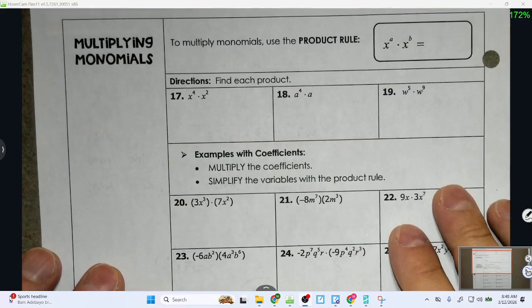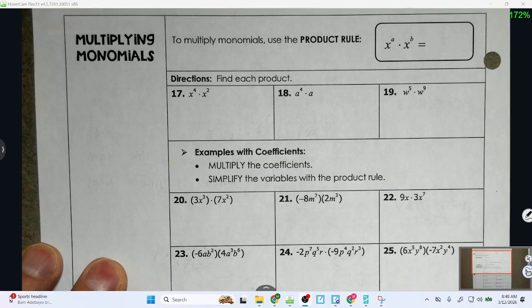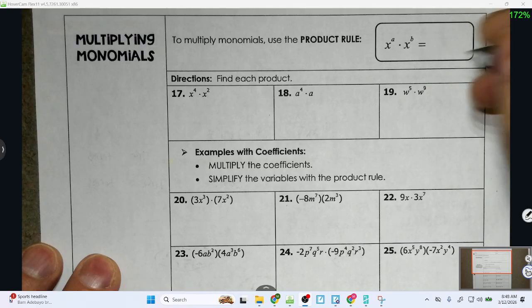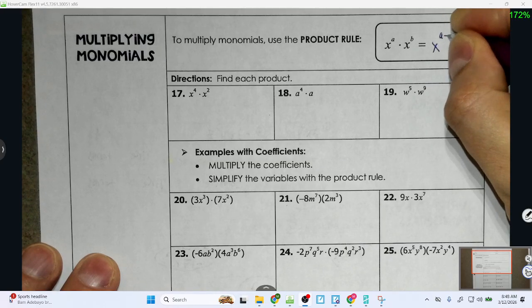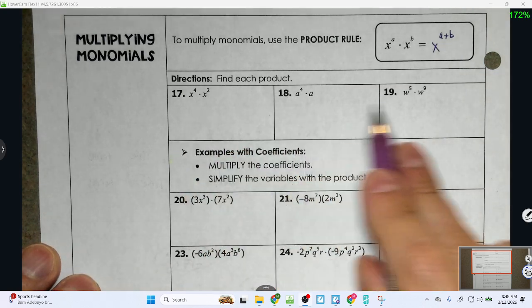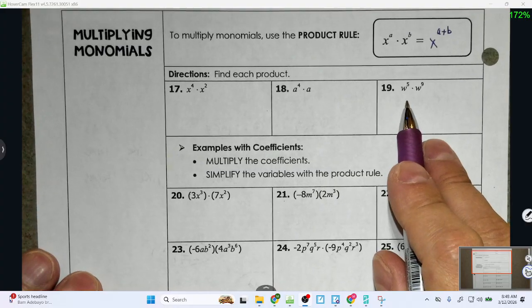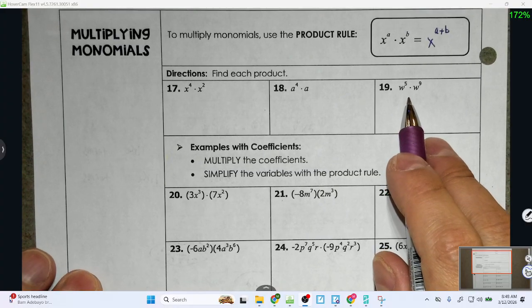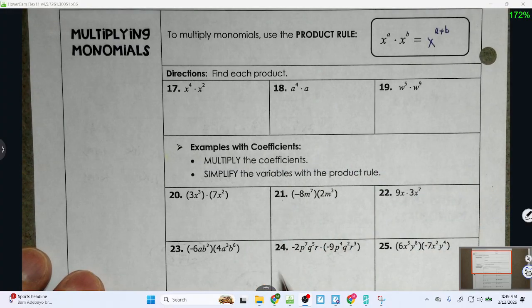Remember, we kind of came up with this product rule of x to the a times x to the b. It's x to the a plus b. So I think you'll probably be okay to answer these 3, particularly this is my 25-26 class.